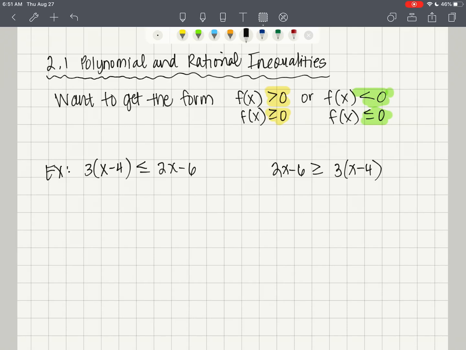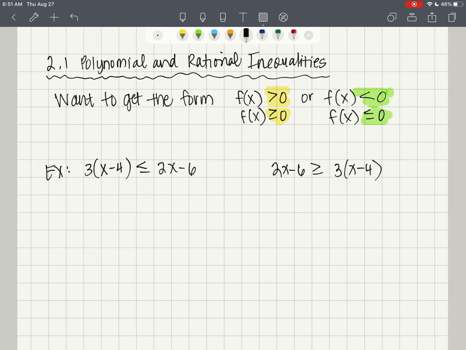We're going to solve polynomial and rational inequalities. It's very important for us to understand that we need to get our inequalities in the form where we are greater than 0 or less than 0. That includes the greater than or equal to 0 and the less than or equal to 0. We always want 0 on one side of our inequality.